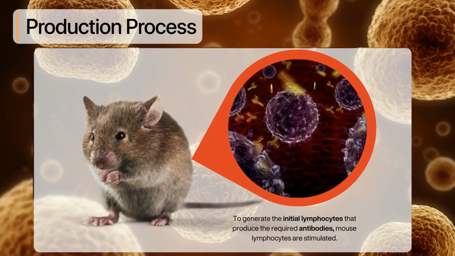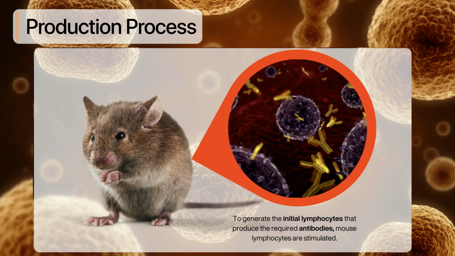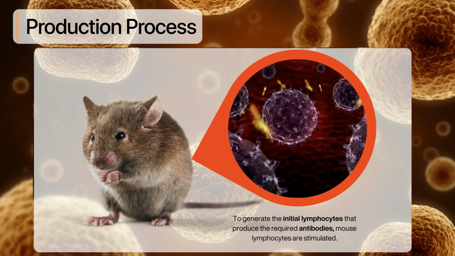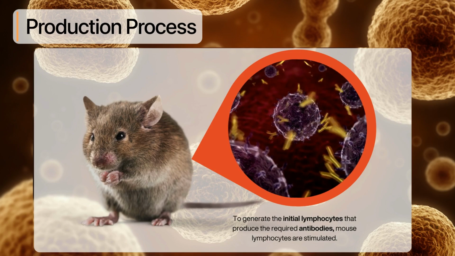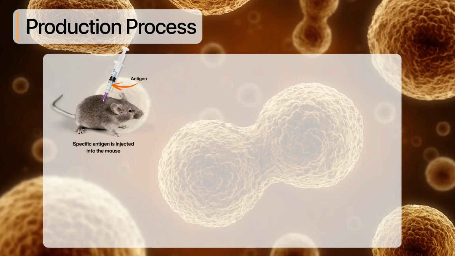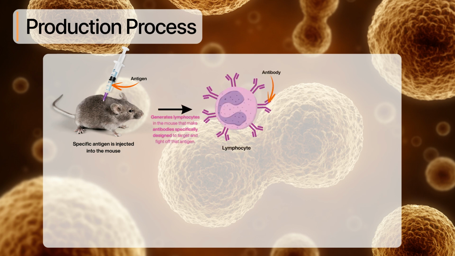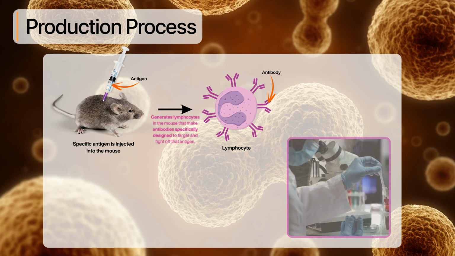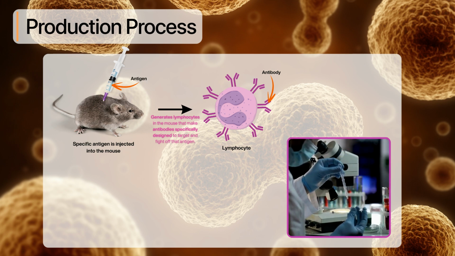To produce the initial lymphocytes that generate the required antibodies, mouse lymphocytes must first be stimulated. To achieve this, scientists inject a small amount of antigen, the substance that triggers an immune response, into the mouse's body. The mouse's immune system recognizes the antigen as something foreign and responds by producing lymphocytes that make antibodies that are specifically designed to target and fight off that particular antigen. These antibodies can later be collected and used for various scientific or medical purposes.